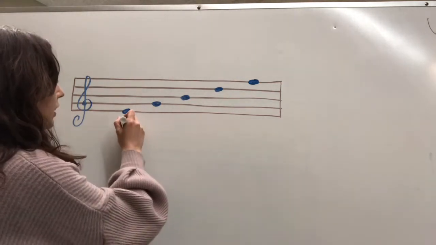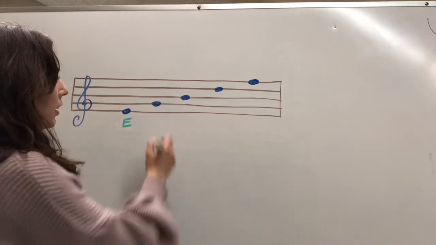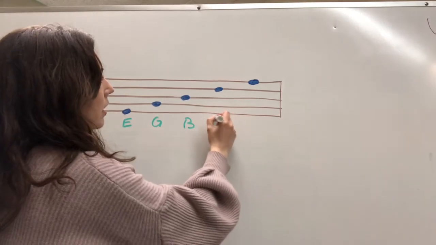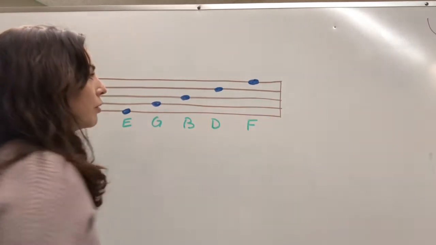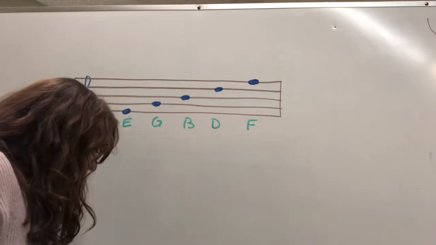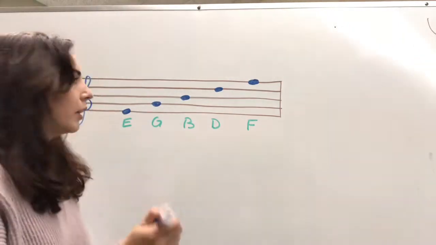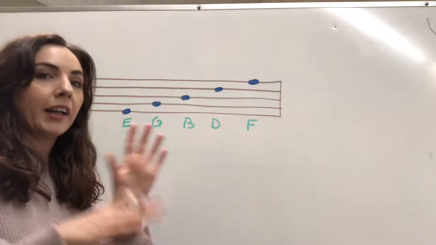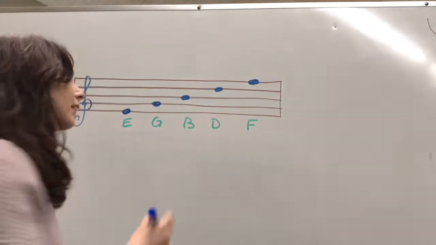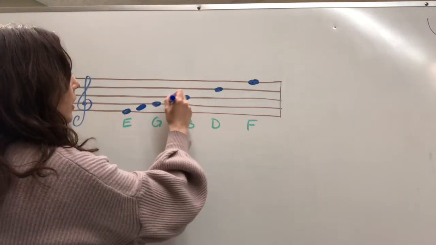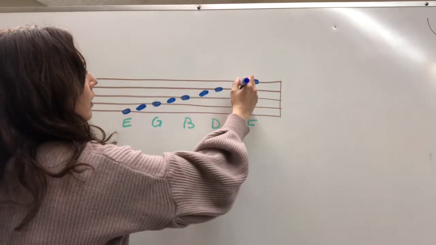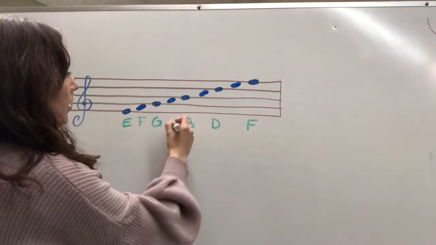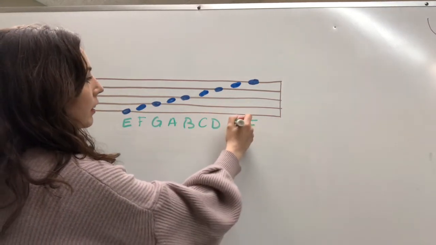So I'm just going to write those letter names in there. So E, G, B, D, and F. And if you guys remember the word that we use to remember the space notes, go ahead and say that right now. Face. So I will put in our space notes now, and those are going to spell face. F-A-C-E.